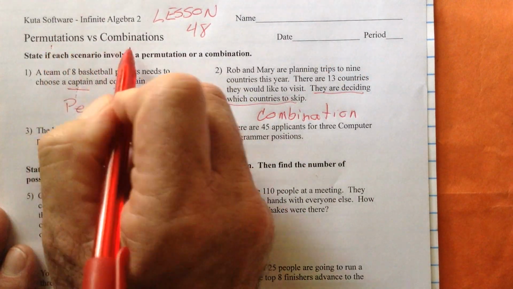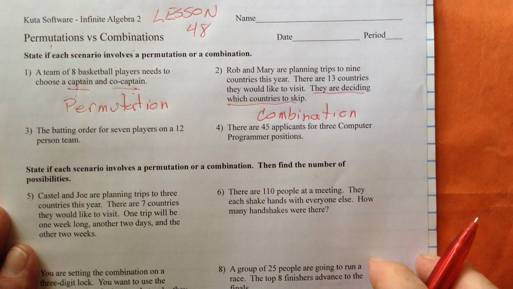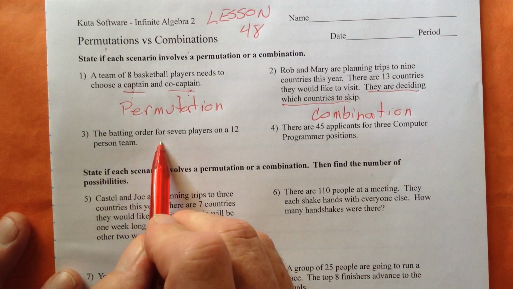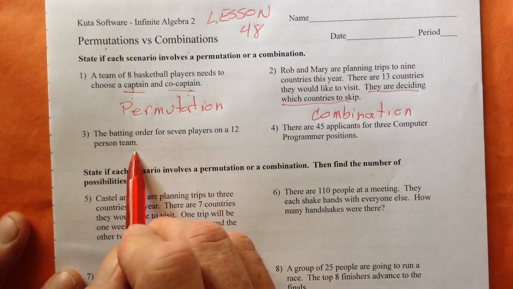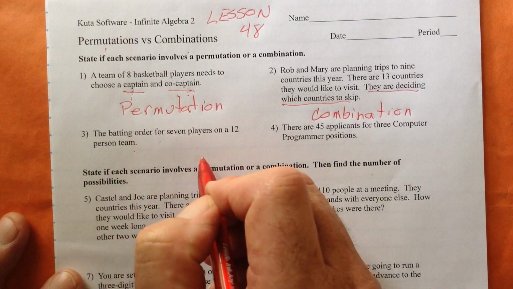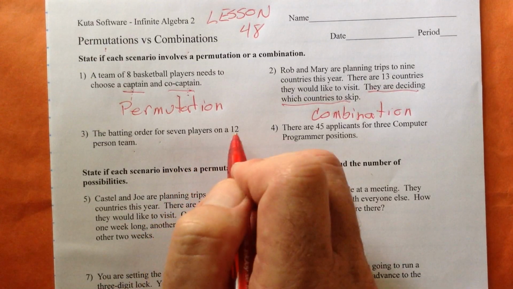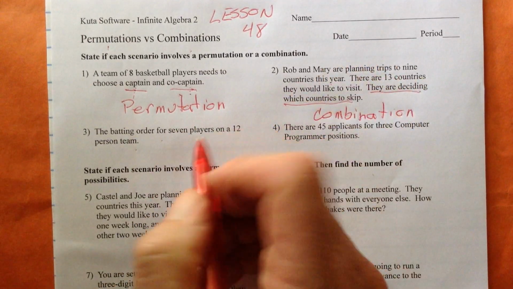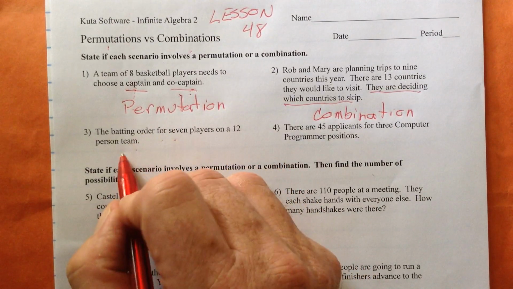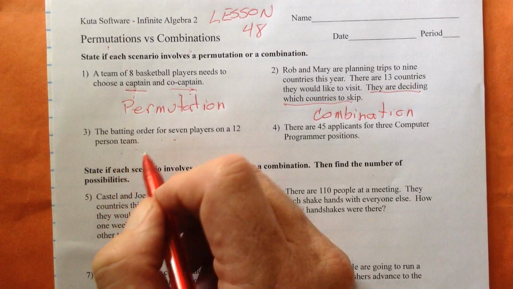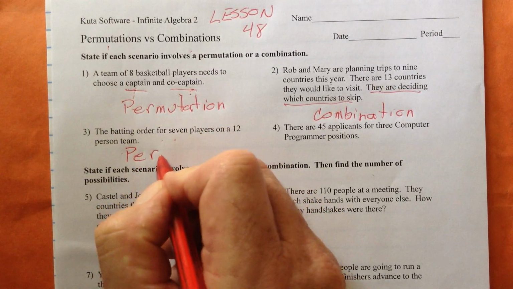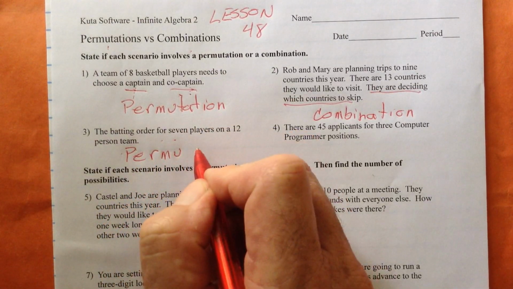Here, the order does matter. Combinations, they do not. Here, the next one, the batting order for 7 players on a 12-person team. So I have to have 7 of the players in their order out of the 12. 7 are going to be batting, and the others aren't going to be batting. So how does the order matter? Well, one person's first, the next person's second, or you can switch them. So this one again will be a permutation, because the order does matter.